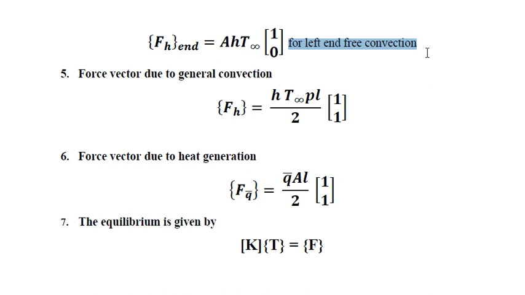Listen to this concept very carefully, my dear students. I am talking about end convection and surface convection. This is about end convection. If the left hand is convected, then A H T infinity times [1 0].